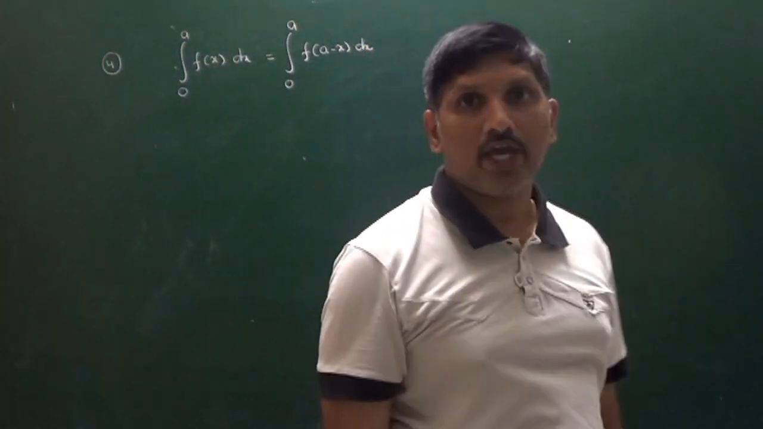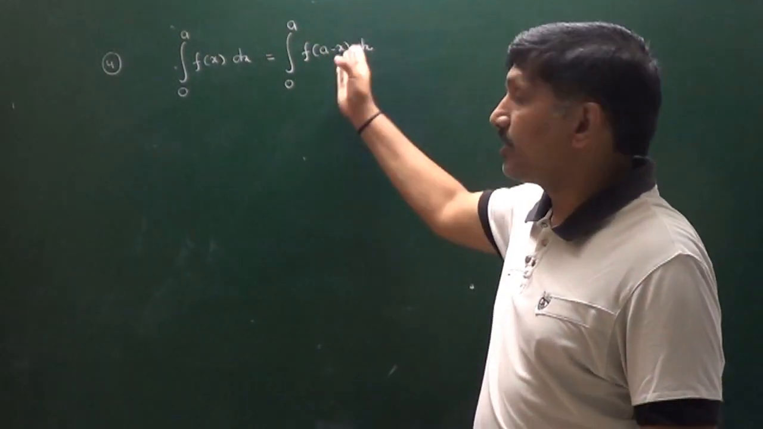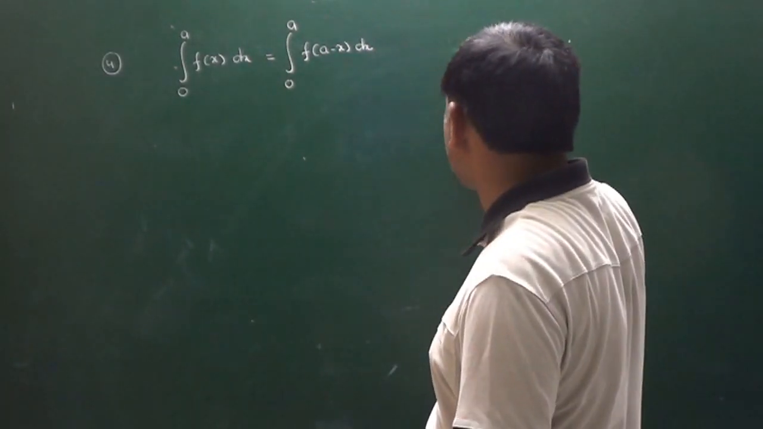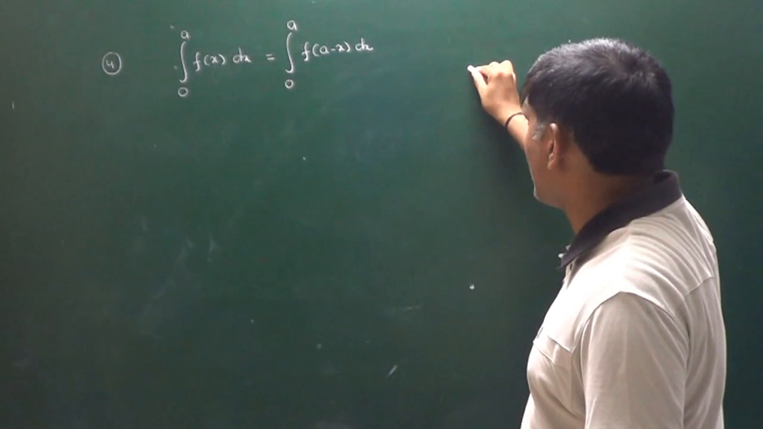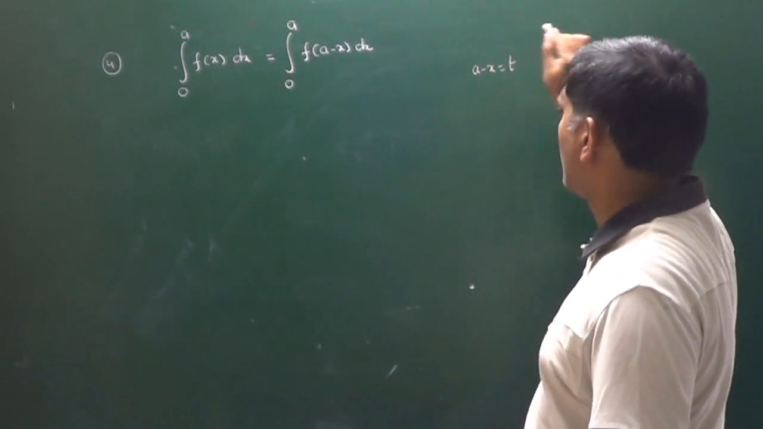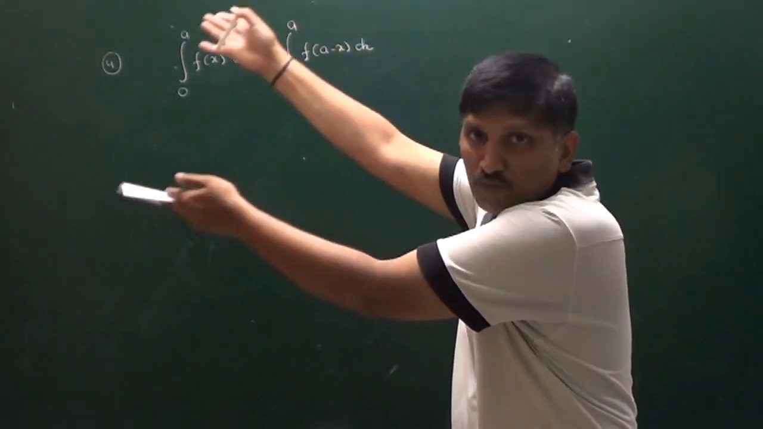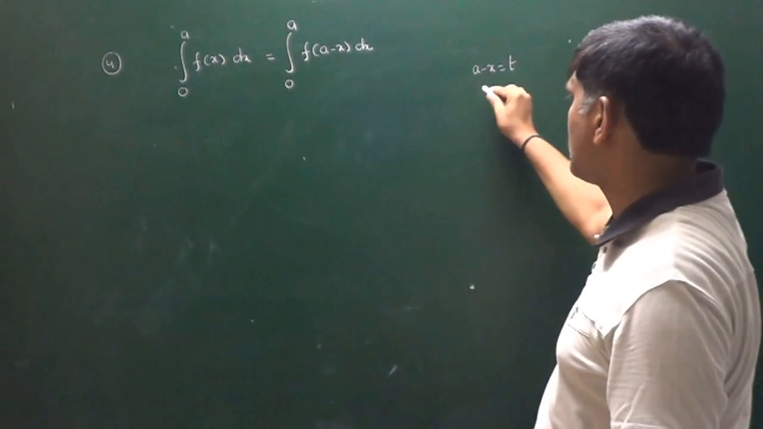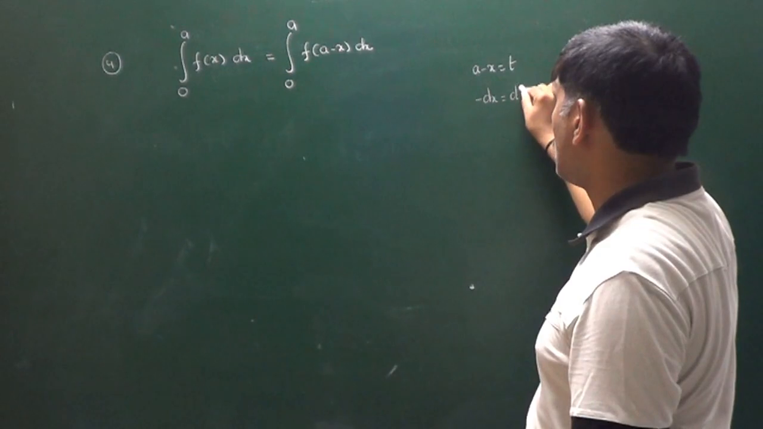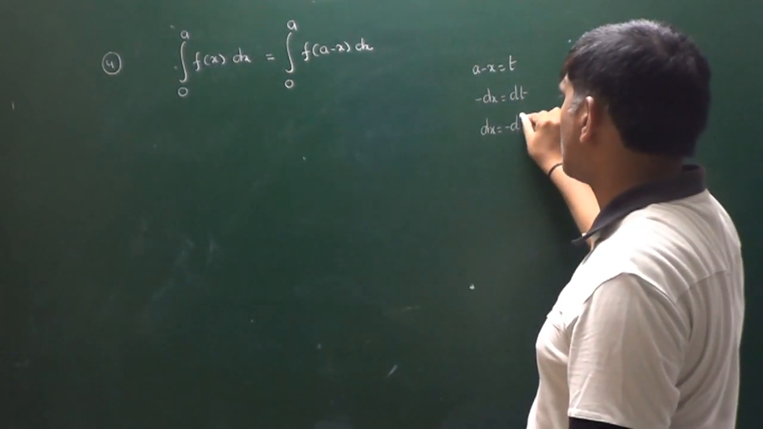Integral 0 to a f of x dx is equal to integral 0 to a f of a minus x dx. How to proceed? I am taking the substitution a minus x is equal to t. From the right hand side I am going to prove the left hand side. Now we can write minus dx is equal to dt. So we are getting dx is equal to minus dt.